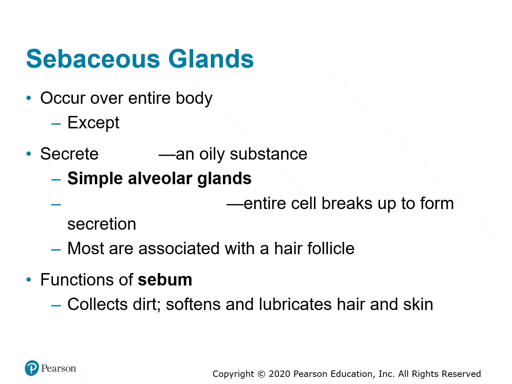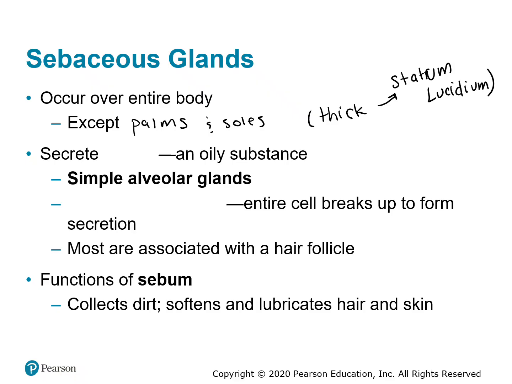Okay. There are sebaceous glands all over your body. So now we've moved on from hair. Now we're talking about some glands. There's a couple of different types of sebaceous glands, but they're all over except for on your palms and soles. Which is what kind of skin? Thick skin. Which is where you will find what layer? Stratum lucidum.